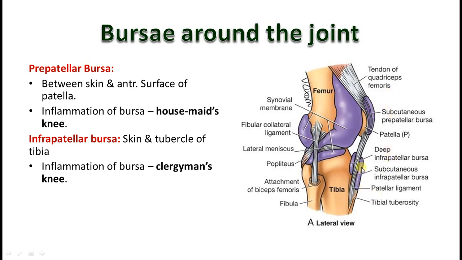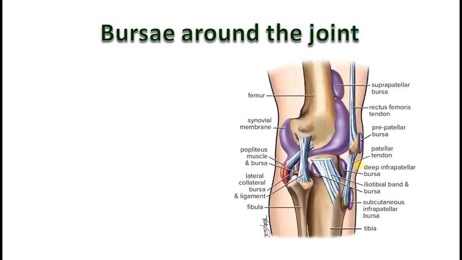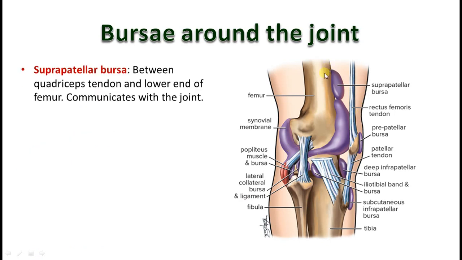Then you also have a deep infrapatellar bursa between the ligamentum patellae and the upper end of the tibia. So related to the patella, you have the prepatellar bursa and the infrapatellar bursae: one is subcutaneous and the other is the deep infrapatellar bursa. The other bursae: you can see there are four bursae laterally. Before that, the suprapatellar bursa.